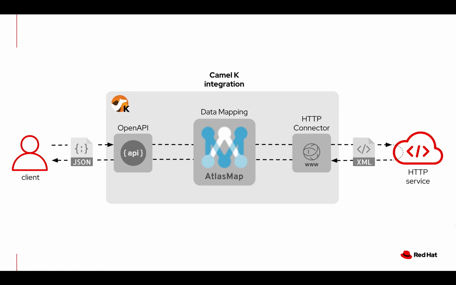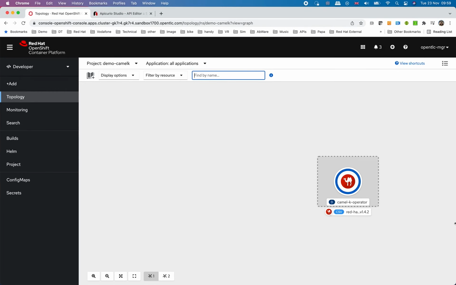Let's go ahead and run the demo. The first thing I'd like to show you is the environment. So this is an OpenShift environment where we can see in place the Camel K operator that will be watching custom resource definitions, and as soon as they show up, it will apply them and then deploy Camel K integrations.